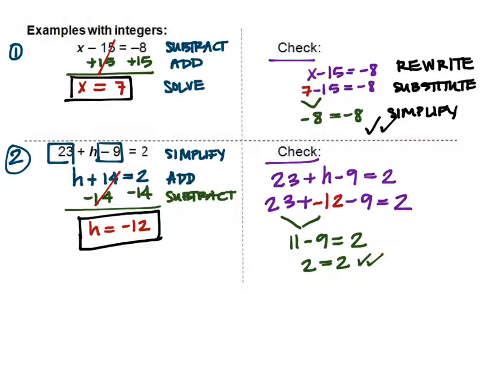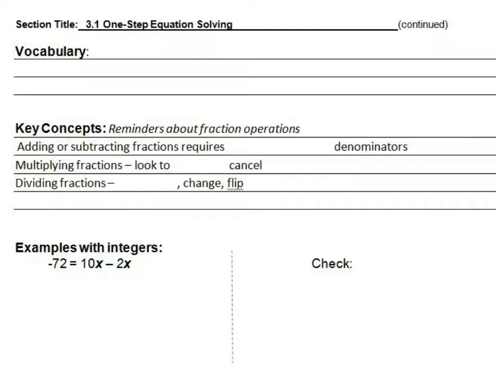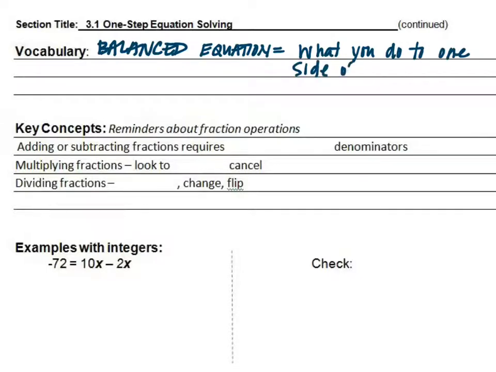We have a couple more examples for you. Let's go ahead and move to the back page of our note sheet. We're going to organize some new vocabulary as well. So we're going to start off with some vocabulary indicating what a balanced equation looks like. When we talk about a balanced equation, that's when what you do to one side, you must, in fact, do to the other side.